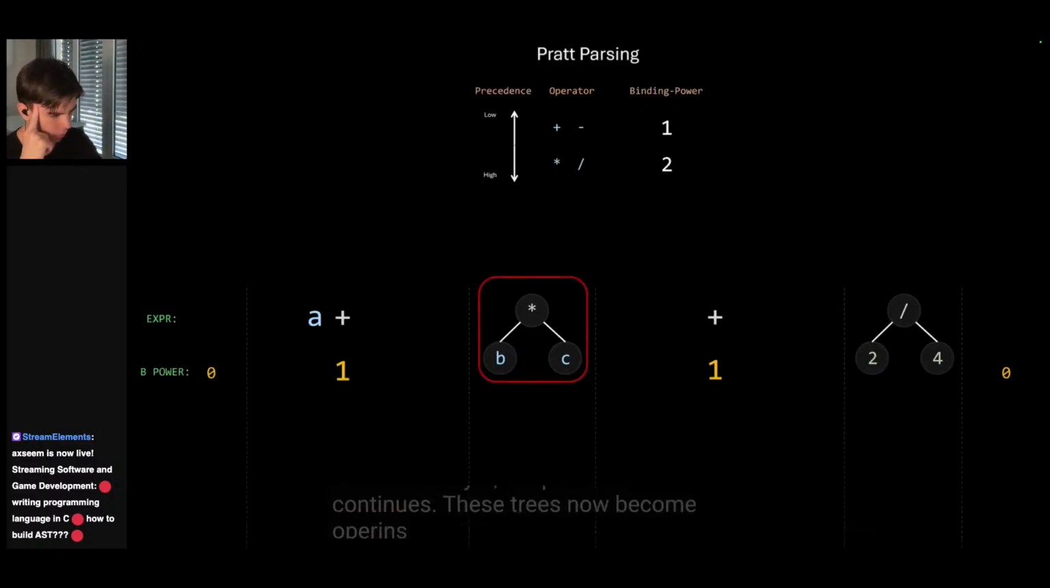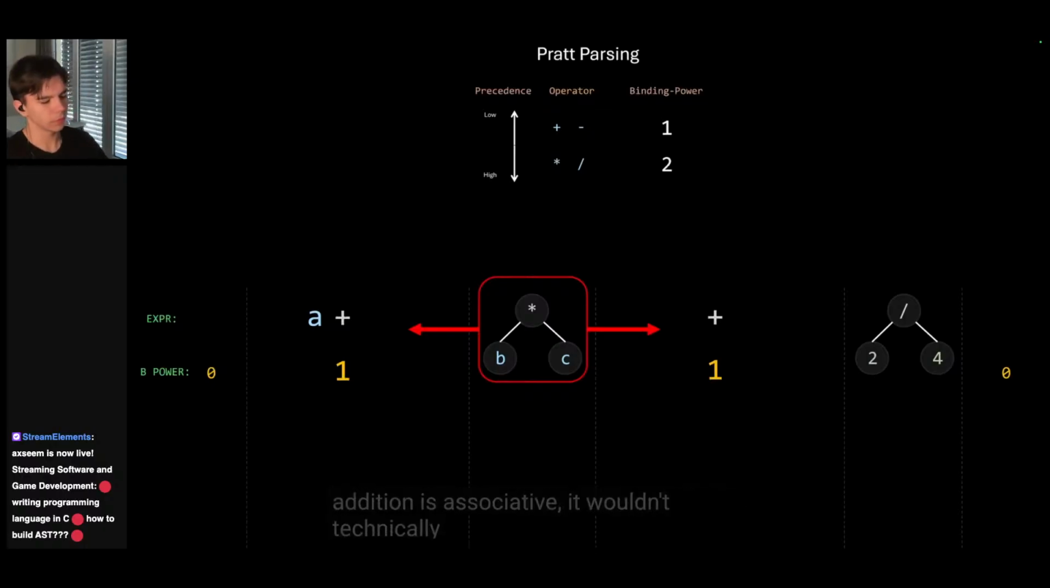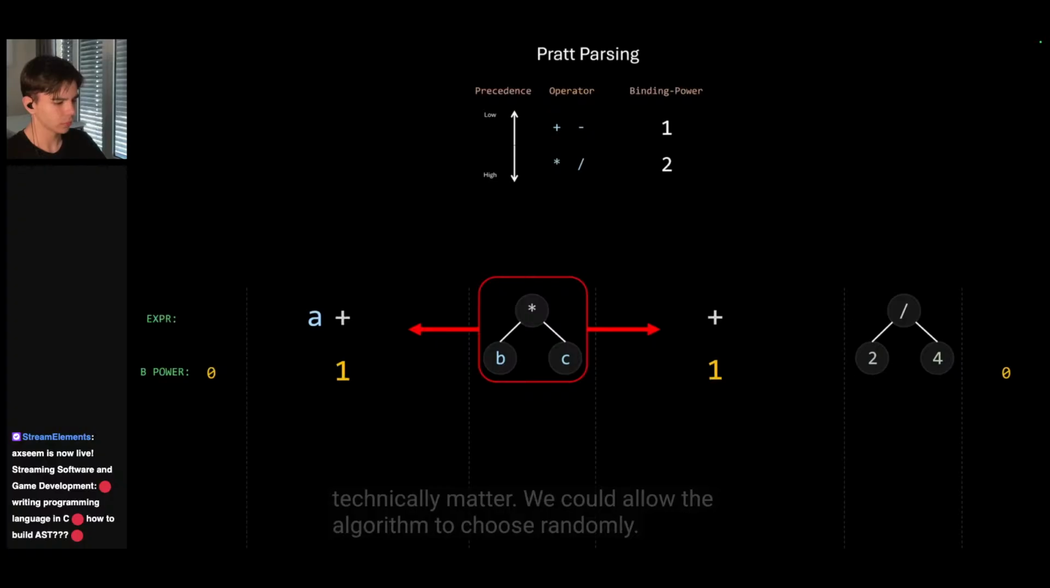These trees now become operands and must themselves take a side. But sometimes, an operand might have the same operator on both sides. So, which side should it move toward? Since addition is associative, it wouldn't technically matter. We could allow the algorithm to choose randomly, but for testing and consistency, we want it to behave deterministically.